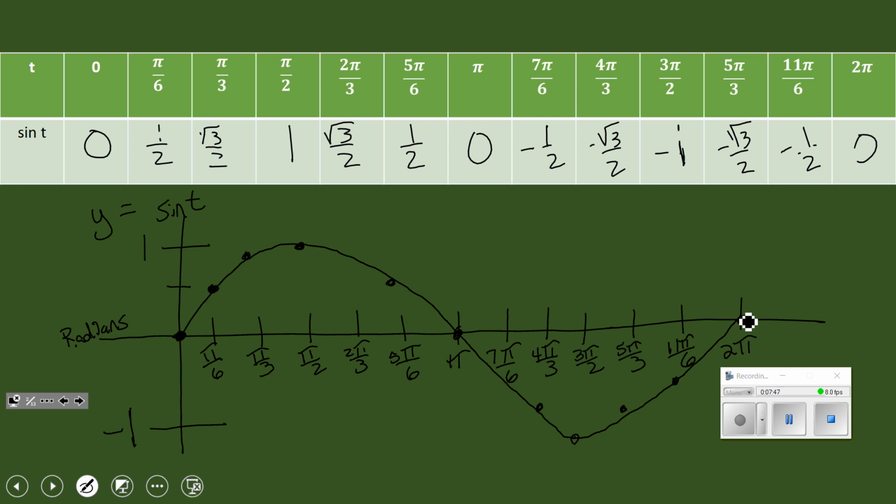Okay? That is a sine wave. That's a basic sine wave.